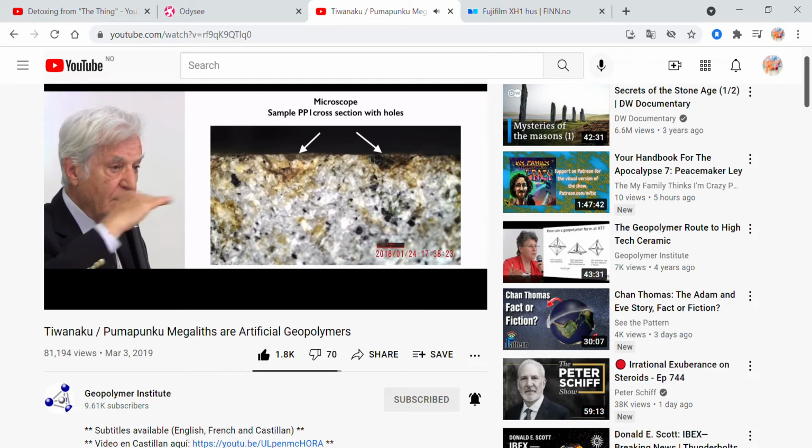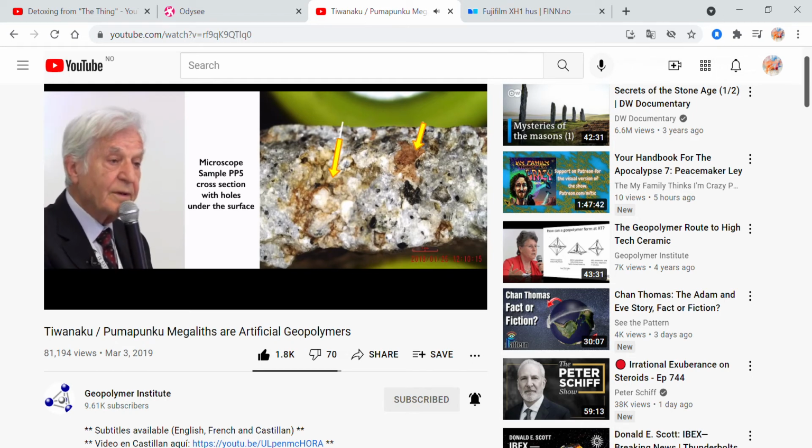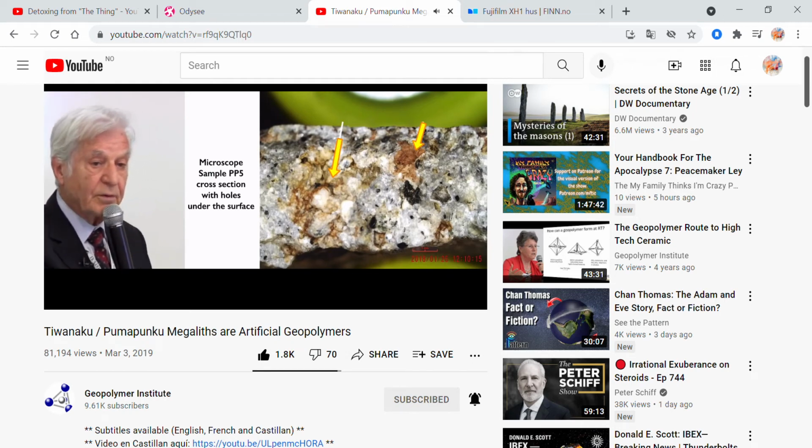If we look at the cross-section, you see on the surface the holes up to 0.5 millimeter depth. But in another cross-section, we have the holes inside. So this is a material that is typical for these artifacts.